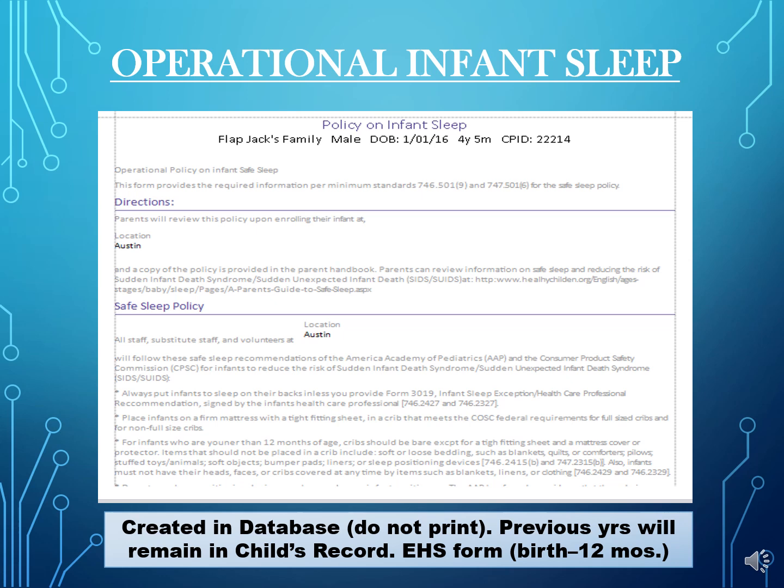The previous years will remain in the child's record, and this form is used for Early Head Start babies only. So it's from anywhere from 6 weeks to 12 months of age. After they are 12 months, this form does not have to be used for any other child.